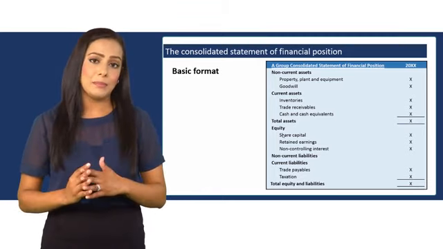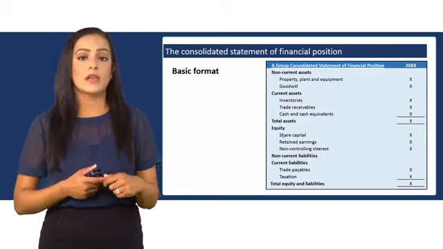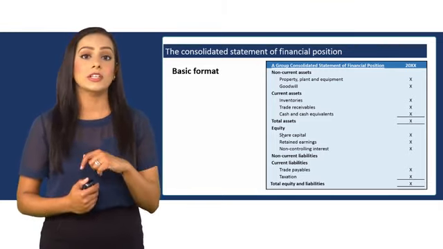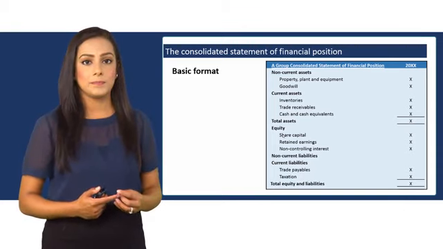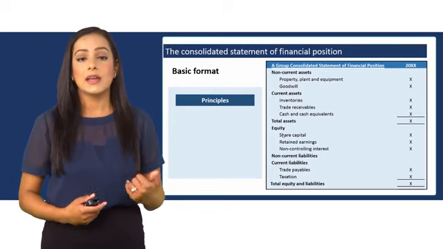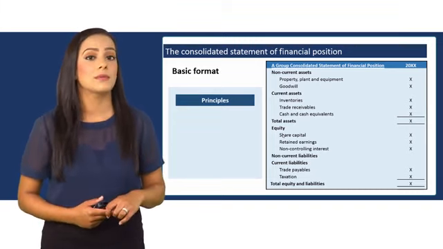Consolidation will happen when the parent has control over the subsidiary. So the parent is required to prepare an additional balance sheet called the CSFP. This format of the CSFP consists of a few items that you may not have seen before.